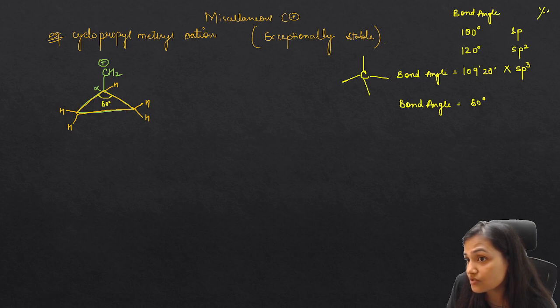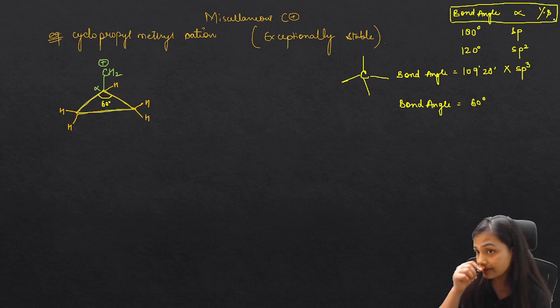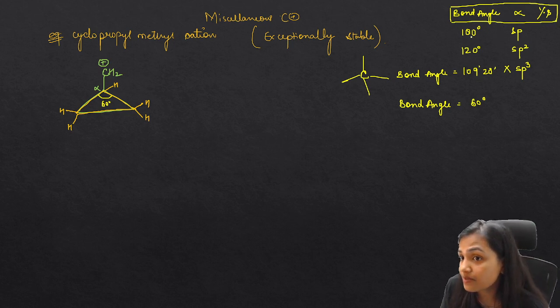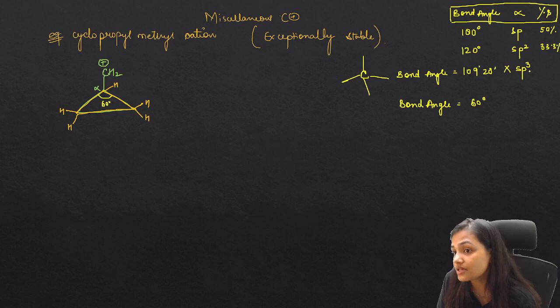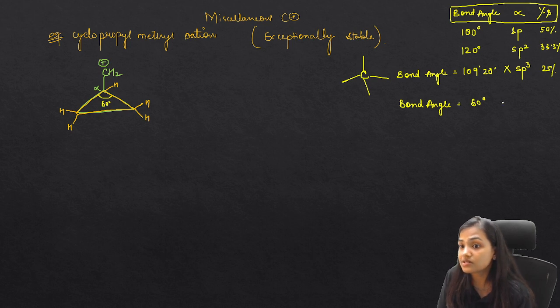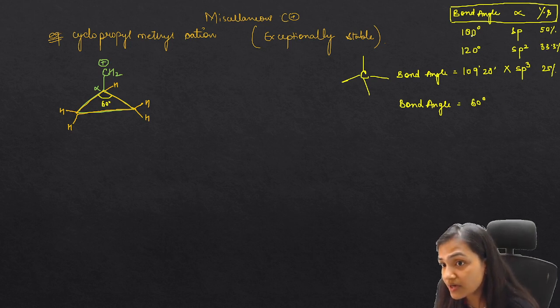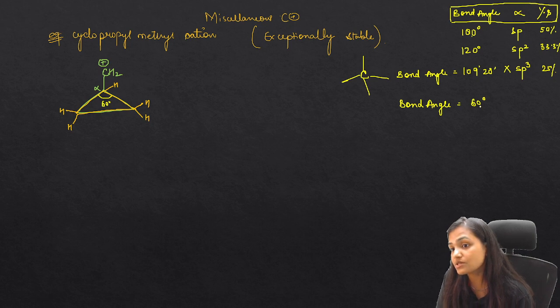We know that the bond angle and the percentage of s character are directly related to each other. That is, bond angle is directly proportional to the percentage of s character. You all know that, right? So when the bond angle is greater, the percentage of s character is higher. Here in sp it is 50%, here it decreases to 33.33%, and in sp3 it decreases to 25%.